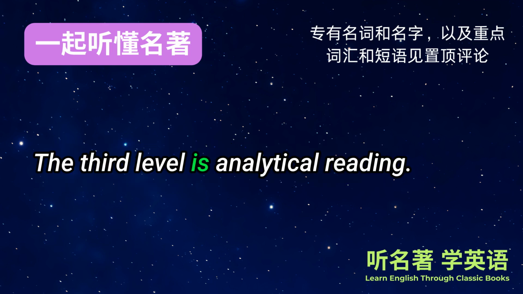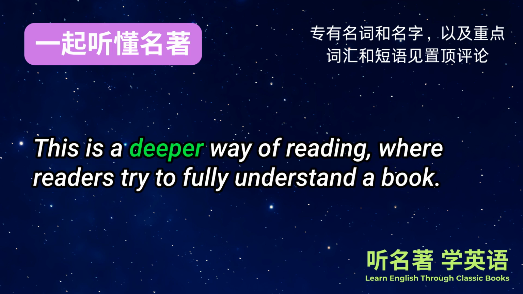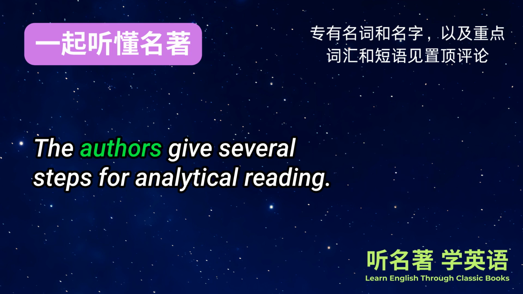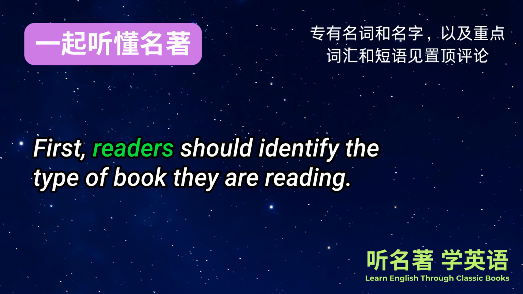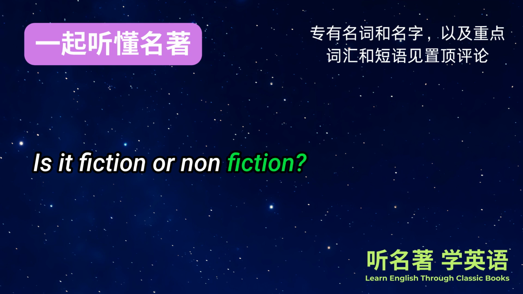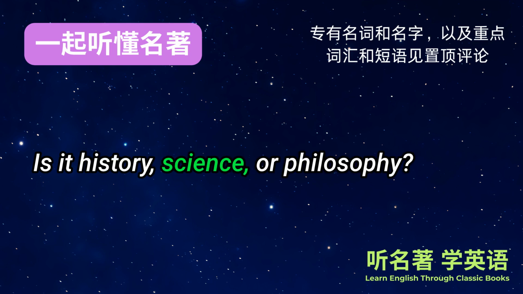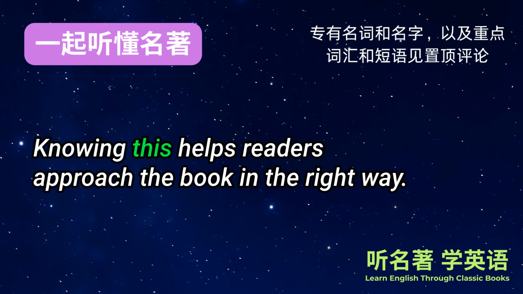The third level is analytical reading. This is a deeper way of reading, where readers try to fully understand a book. The authors give several steps for analytical reading. First, readers should identify the type of book they are reading. Is it fiction or nonfiction? Is it history, science, or philosophy? Knowing this helps readers approach the book in the right way.